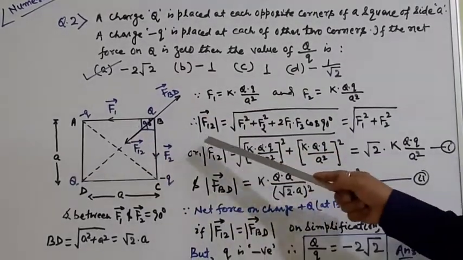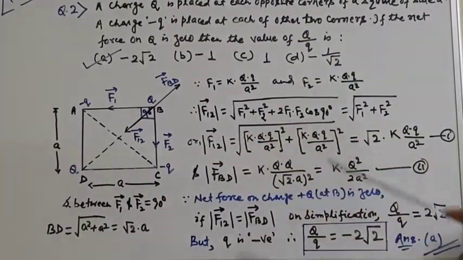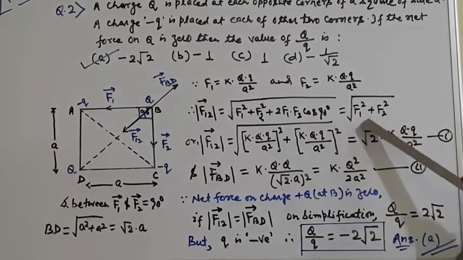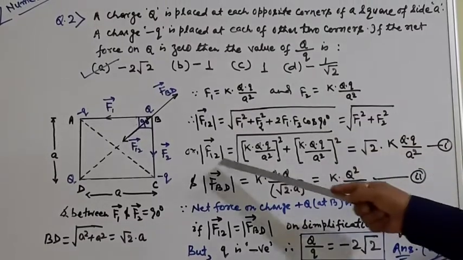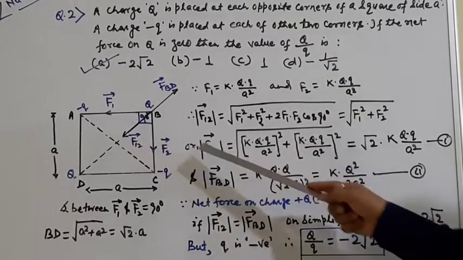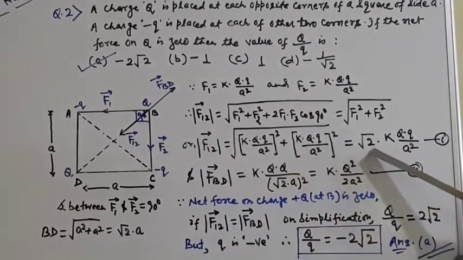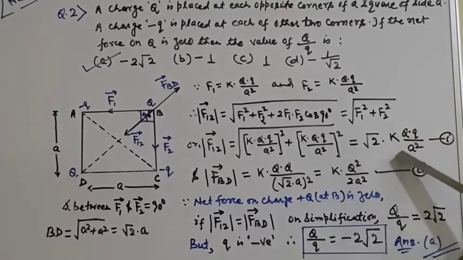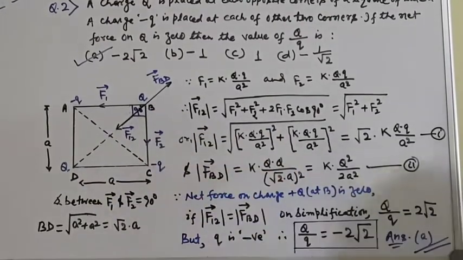F12 follows the parallelogram law: F1 squared plus F2 squared plus 2 F1 F2 cos 90 degrees. So the cross term becomes 0, leaving F1 squared plus F2 squared. Now put in the values of F1 and F2 and solve it. Here I have put the magnitude of F12. On simplification you will get this result. So equation 1 gives F12, the resultant of F1 and F2, with direction towards D.